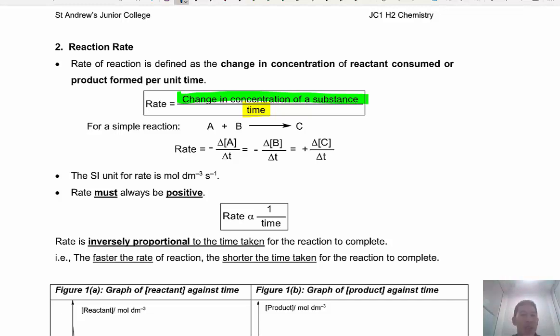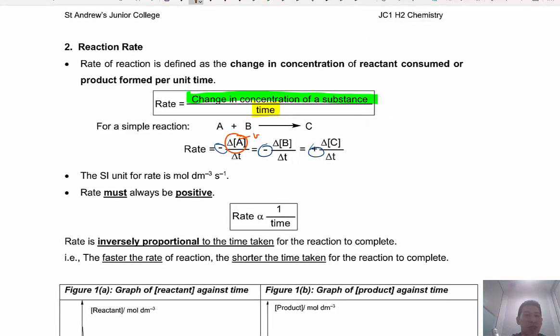Over here, we have an example, A plus B to give you C. A and B are reactants, where C is the product. So if we talk about rate, actually, the sign here will be negative, but this is positive. But you may say, hey, negative, but you note that the change in A is decreasing. So actually, this is also negative. So 2 negatives add up to 1 positive. So that's why the rate is always positive.